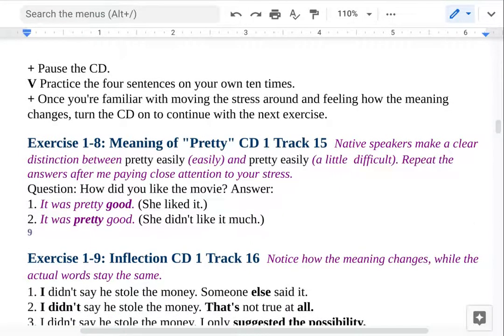Pause the CD. Practice the 4 sentences on your own 10 times. Once you're familiar with moving the stress around and feeling how the meaning changes, turn the CD on to continue with the next exercise.